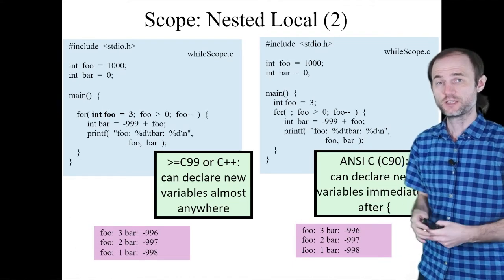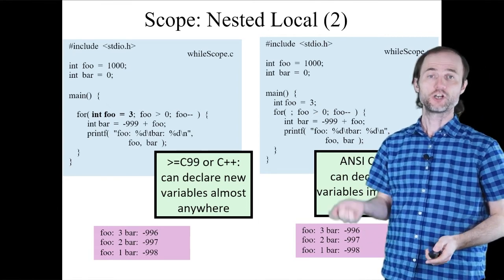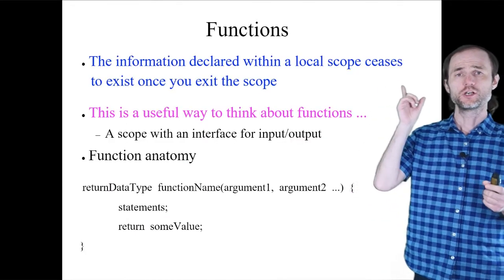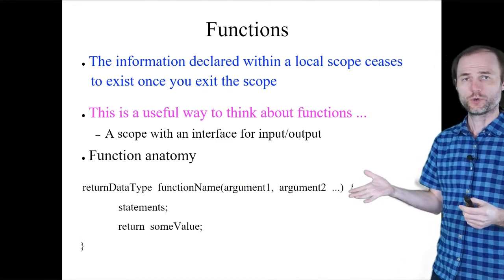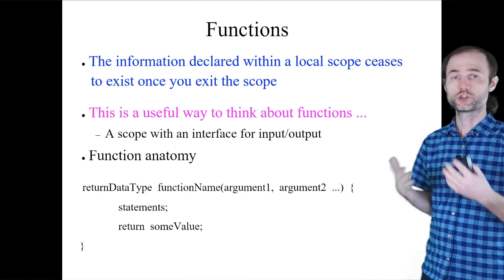A very tightly related topic to local scope is that of functions. Once control leaves the local scope, all of the variables that live within that scope will be destroyed.